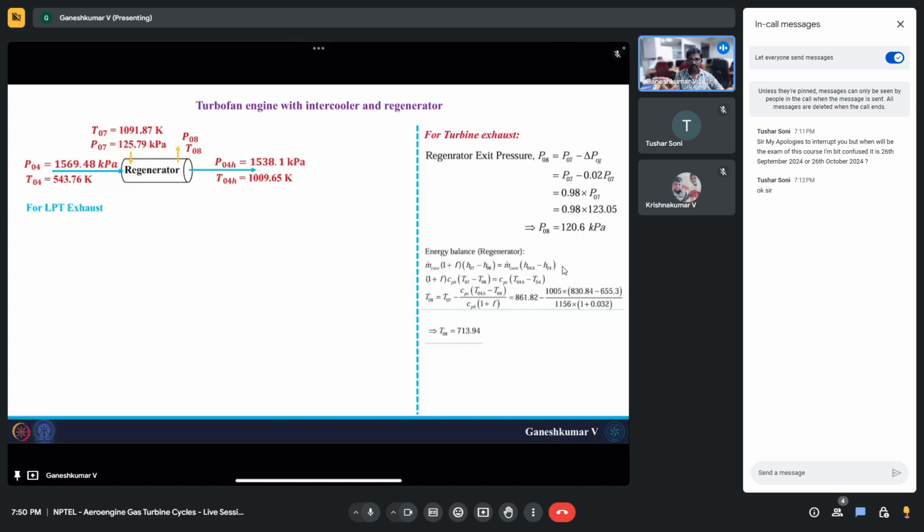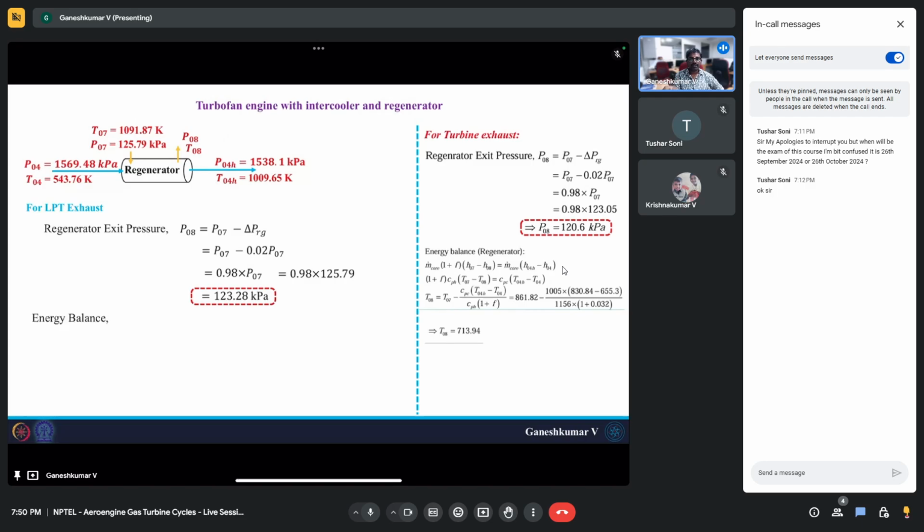So it goes to the regenerator from the LP turbine exhaust. The exit pressure will be 2% less, so 98% of P07 will be there, and the exit pressure of the exhaust gas from the regenerator would be 123.28 kilopascal. Now we also need to find T08. We haven't found that yet. Again, we can use the effectiveness formula, but you have to be a little careful because m dot is also there, Cp is also there, so you should be careful.